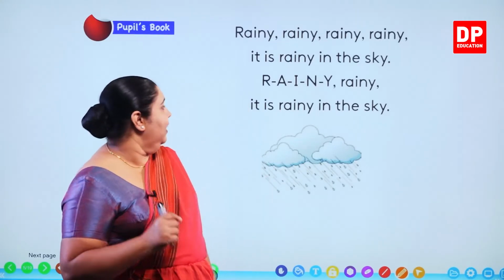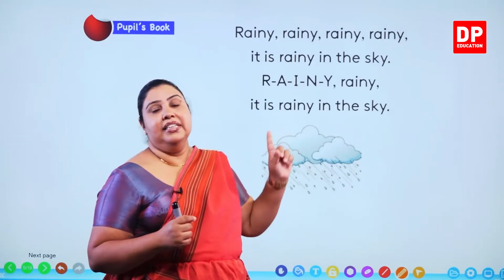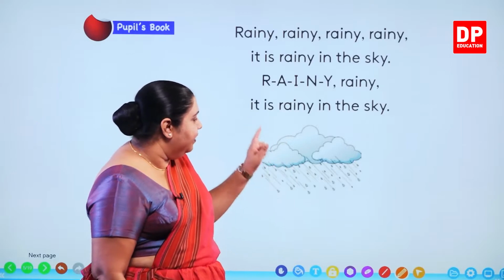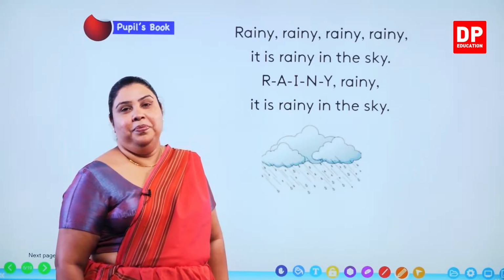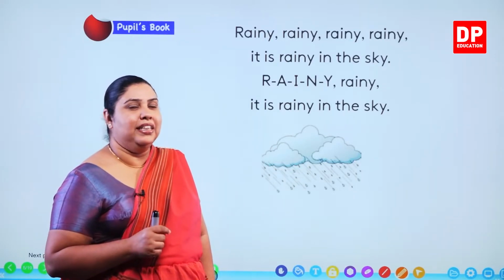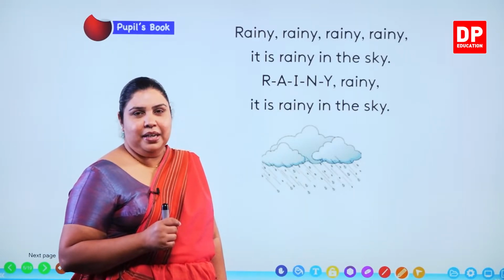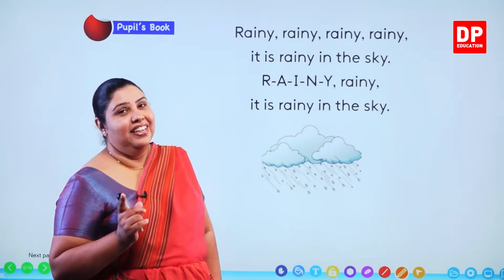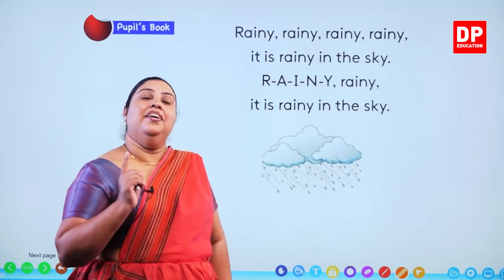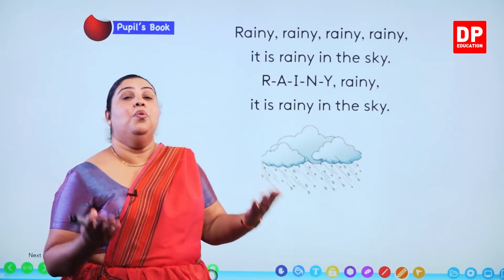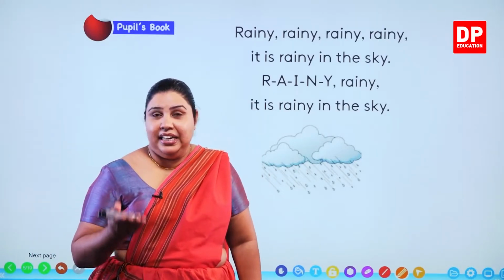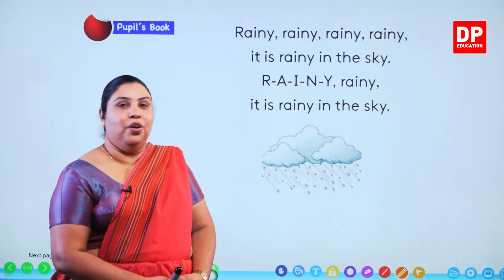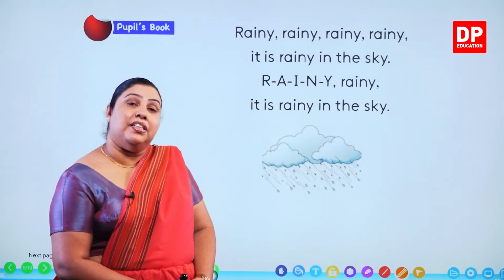R-A-I-N-Y, rainy. It is rainy in the sky. Now can you see? We have the clouds and the rain falling down. Now I hope you all know that little nursery rhyme, rain, rain, go away, come again another day. Little Johnny wants to play, rain, rain, go away. So now what is happening? When it is raining, can we go out and play? No, we can't. We cannot get wet because we might catch a cold.